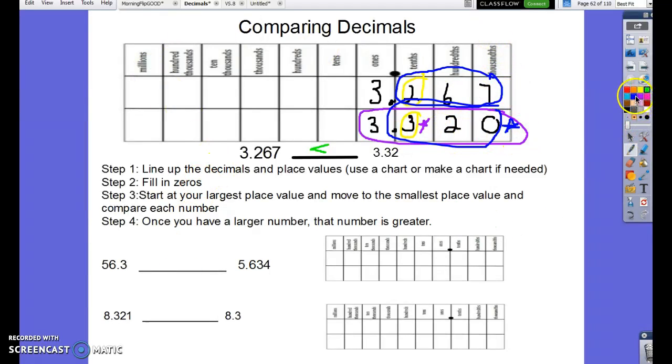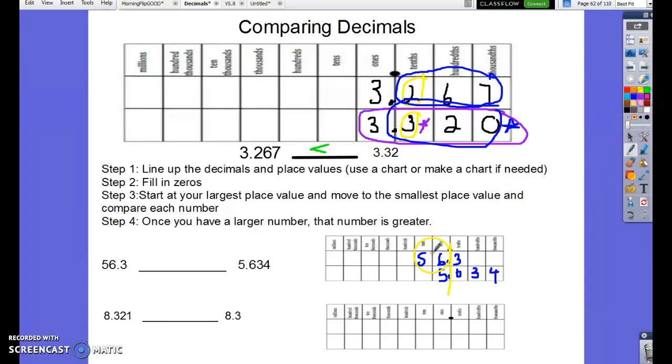Okay, so let's try it with our ones at the bottom. So we have 56 and 3/10, and the first step is we need to line up our place values and kind of create our chart. So 56 and 3/10, and we're comparing it to 5. So the 5 should be in the ones place. The decimal is what we need to line up. So I like to write my decimal first, then 5 and 634 thousandths. Again, it's really important that we line up our decimals. They have to be the same. Okay, and each place value should be lined up.